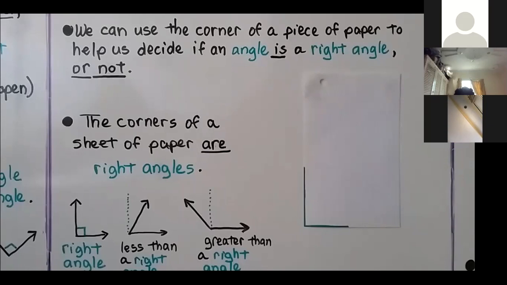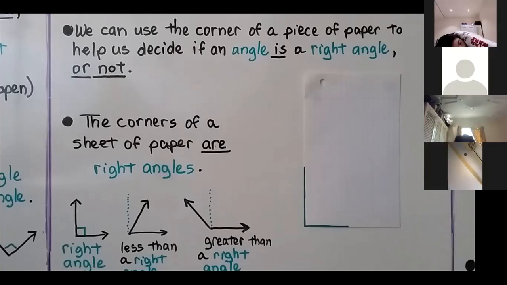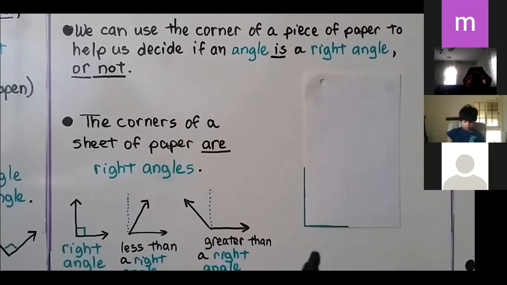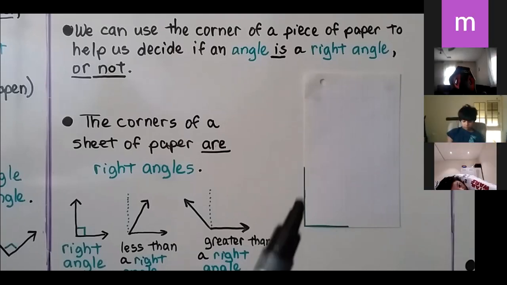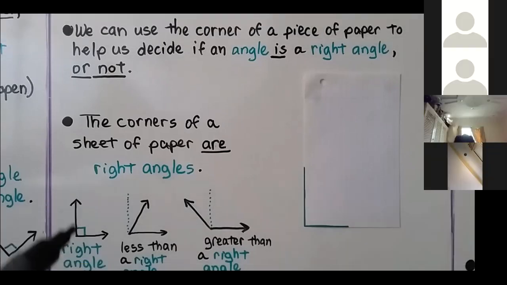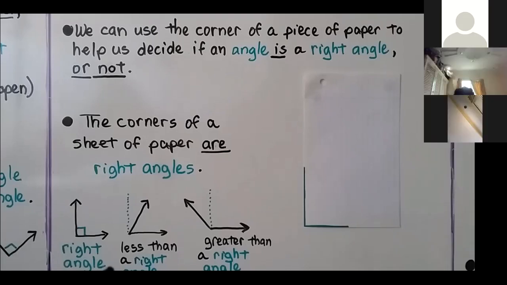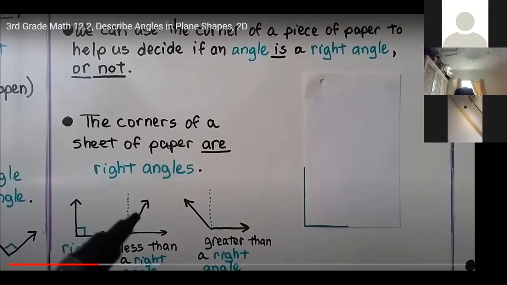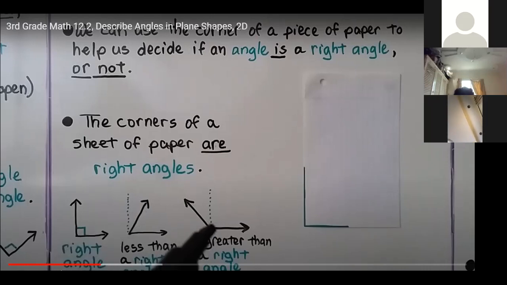We can use the corner of a sheet of paper to help us decide if an angle is a right angle or not. The corners of a sheet of paper are right angles. They make a square corner. If it is a right angle, it will be just like that corner of the sheet of paper. If it's less than a right angle, it'll be smaller than the sheet of paper. And if it's greater than a right angle, our angle will come out the side of it.